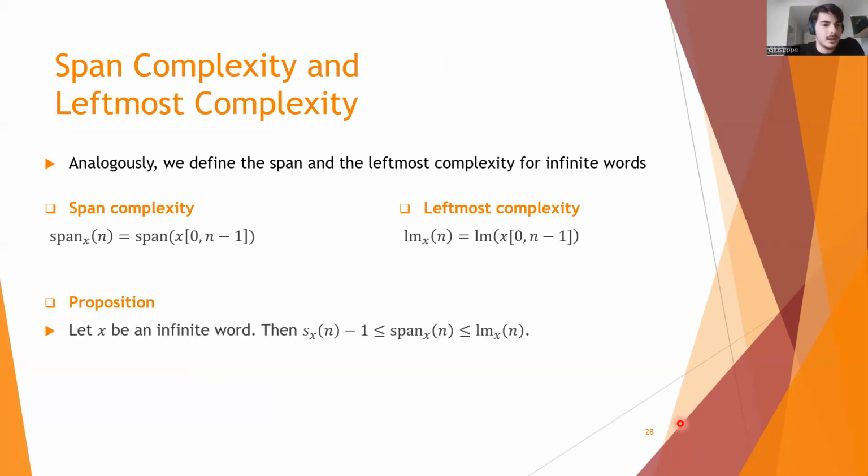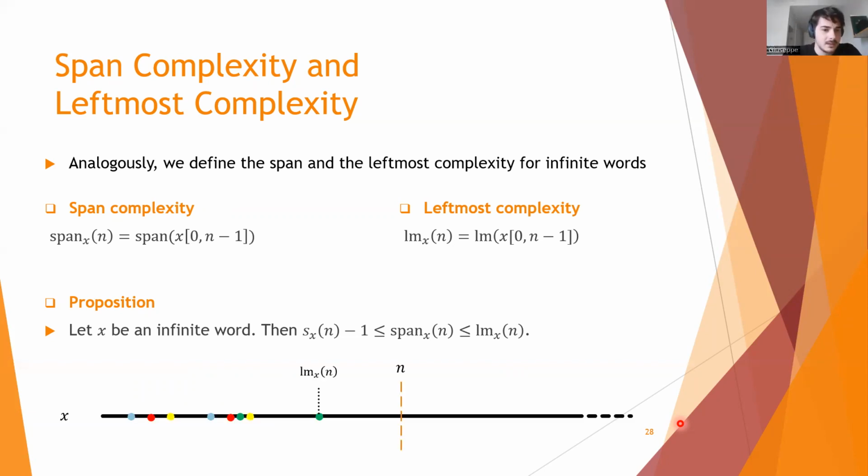So here we have our first proposition, which relates all these measures among them. And we have that the string attractor profile function for each n minus 1 is less or equal than the span complexity, which is less or equal than the leftmost complexity.